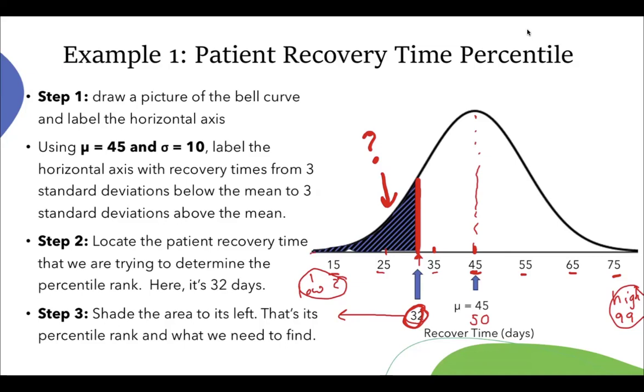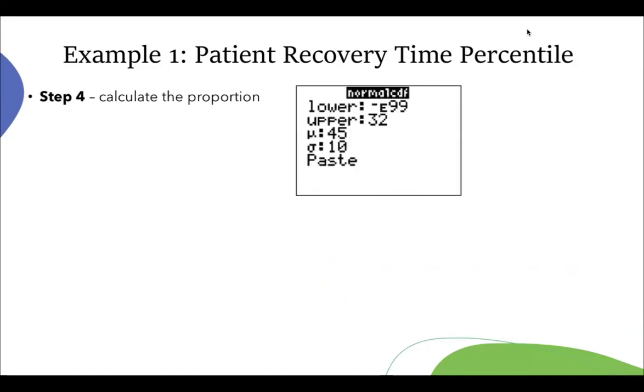First, let's find the area in question. This is this shaded in piece. So we're going to go to our calculator, and since the area is being shaded to the left, our lower is negative E99 and our upper is 32. Let me fix that.